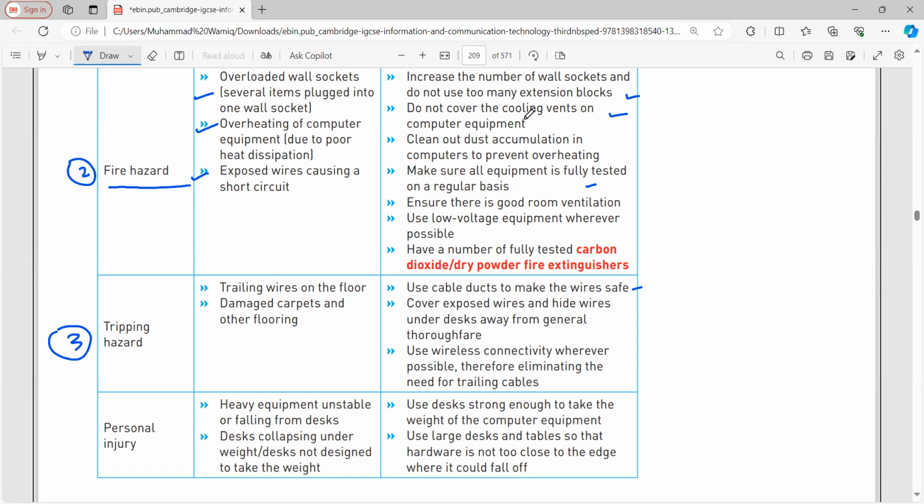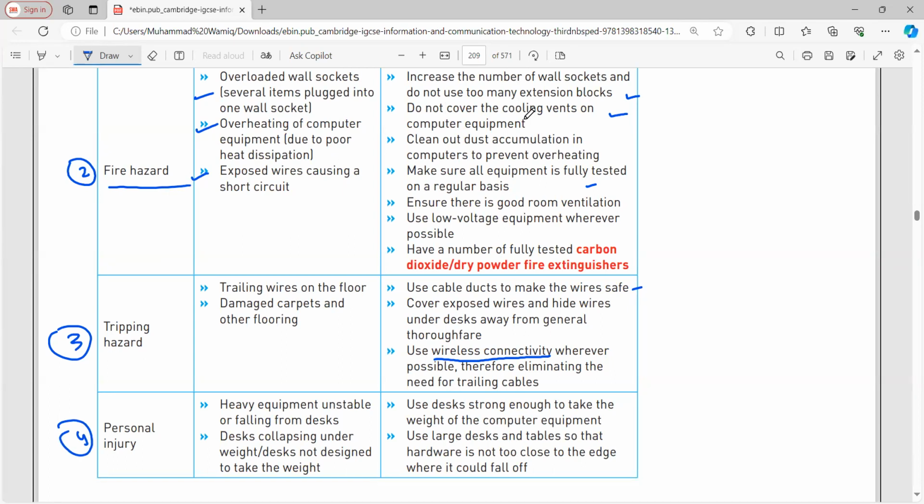Your wires should not be exposed, and you should hide your wires under the table, or where children and your family have no access to them. You can also eliminate the risk by using wireless connectivity, so that you don't use wires.